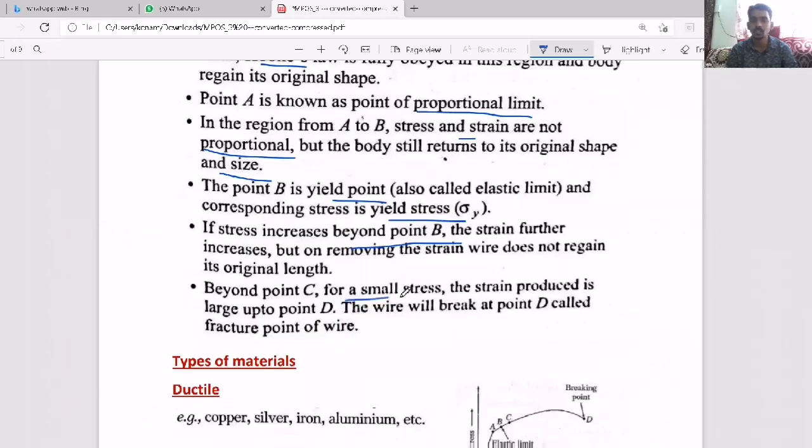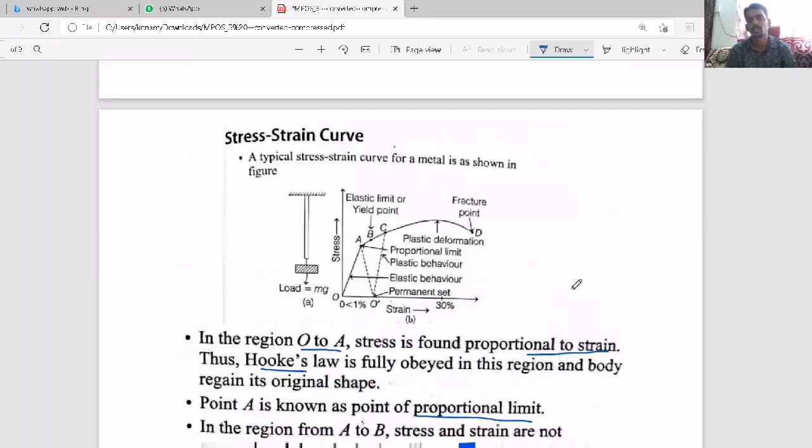Beyond point C, for a small stress, the strain produced is large, up to point D. The wire will break at point D, called the fracture point of the wire. So that is what this is. See here, for a small change in stress, there is a larger change in the strain. That is what they are telling, and that is what I even explained.